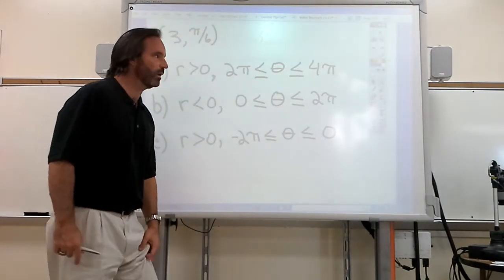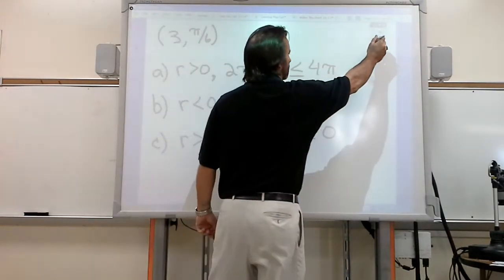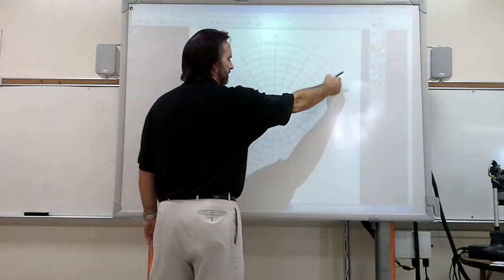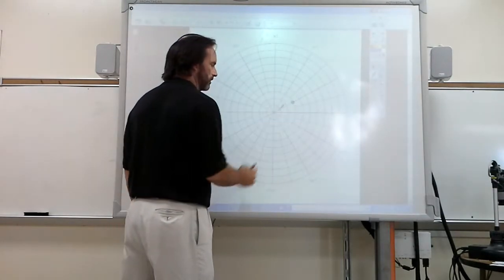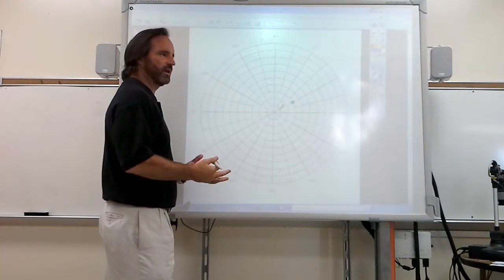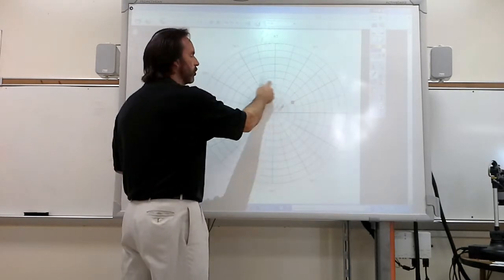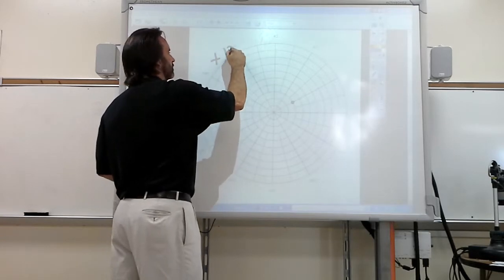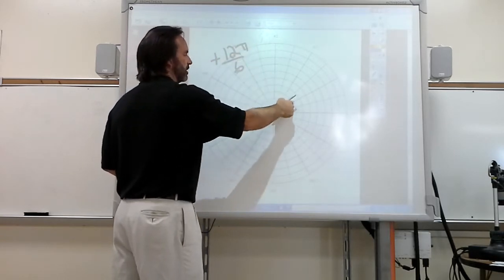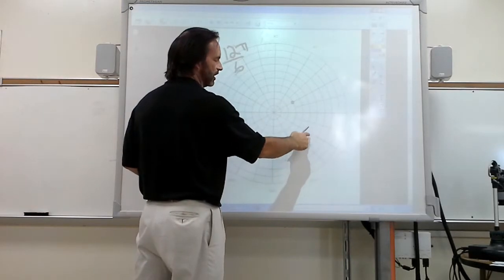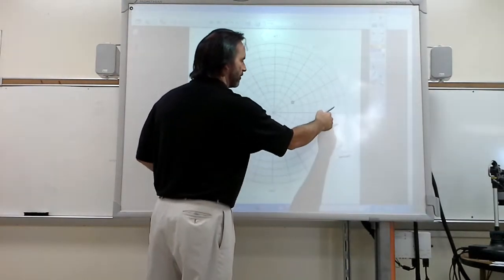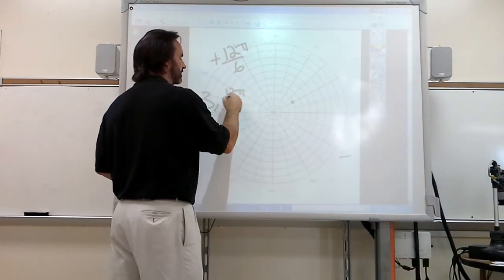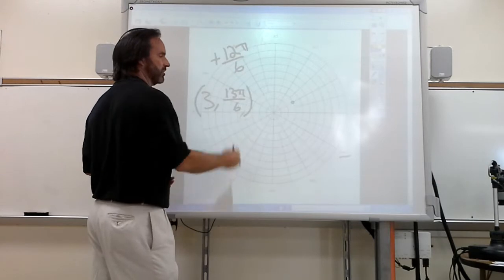Okay? Well, I've got 3, pi/6 right here. Here's pi/6. Here's 3. I have to keep r positive, and theta needs to be greater than 2 pi, so I have to do a full rotation. So that'll be pi/6 plus 12 pi/6. That puts me all the way around: here's 11 pi/6, 12 pi/6, 13 pi/6. So 3, 13 pi/6 meets that criteria.